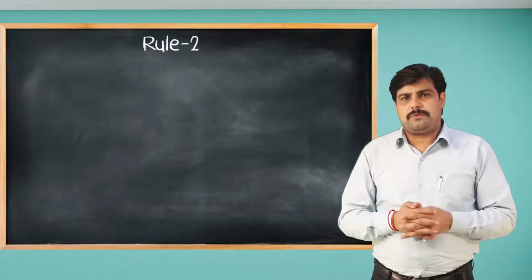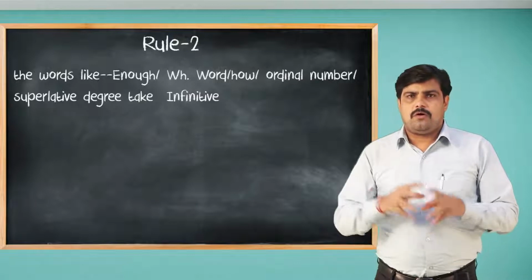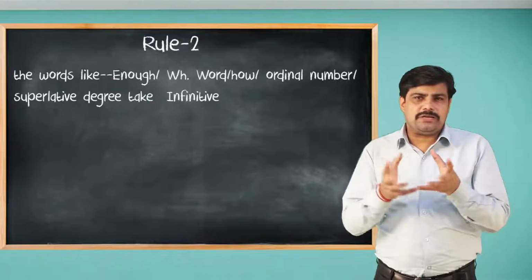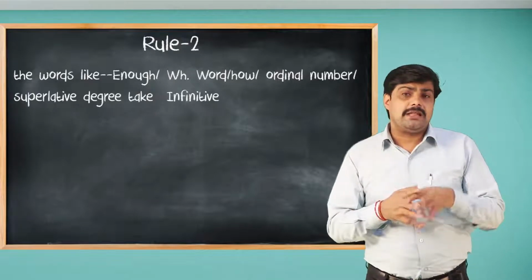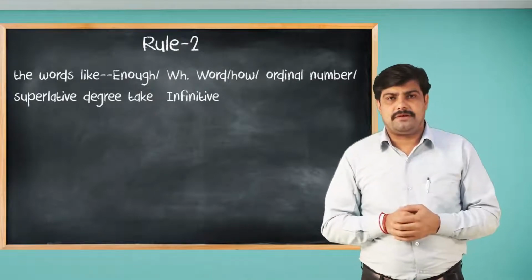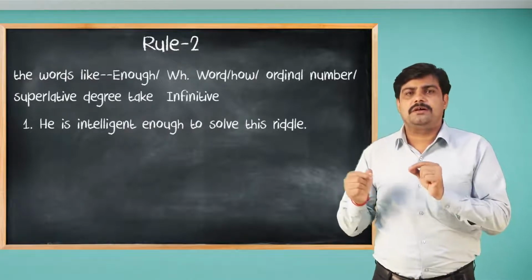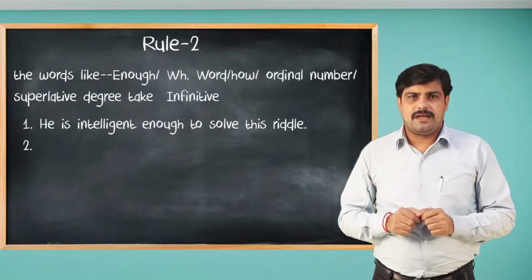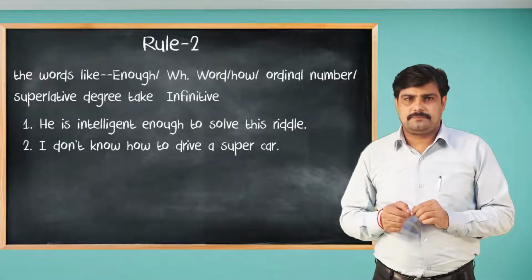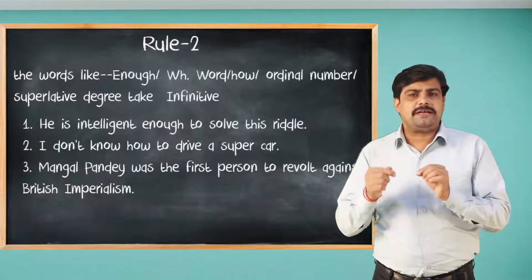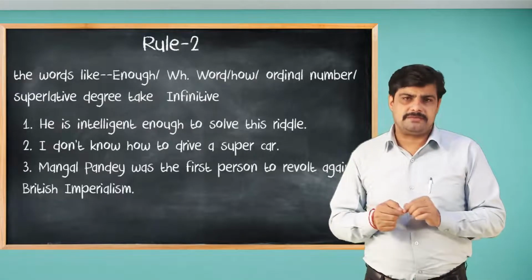Rule number 2 about infinitive is the words like enough or any WH word, how, ordinal number, superlative degrees, they always take infinitive. For example, he is intelligent enough to solve this riddle. I don't know how to drive a supercar. Mangal Pandey was the first person to revolt against British imperialism.